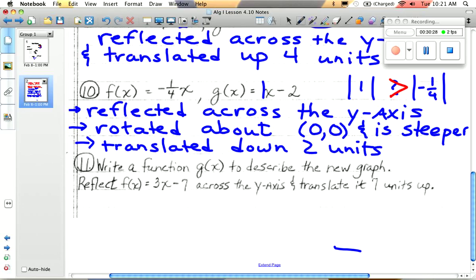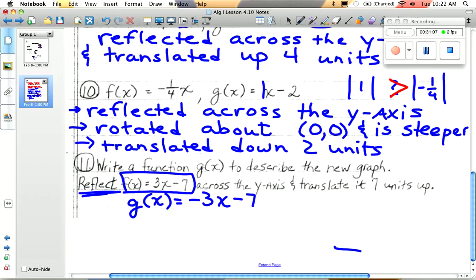Okay, are you ready to try writing one on your own? They're going to give us the transformations, and we're going to write the new function g of x. So it starts with f of x equals 3x minus 7. We have to reflect it across the y-axis. What's the only thing we have to do to reflect it? Change the slope to the other sign, right? Okay, so g of x is going to have a negative 3x. So that's the only thing that's taking care of that part, the reflecting. We just did the reflecting right here.